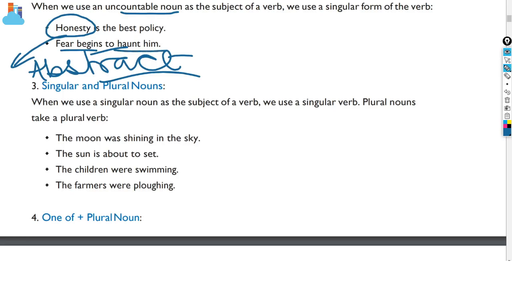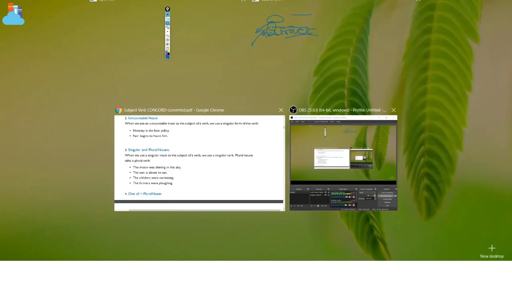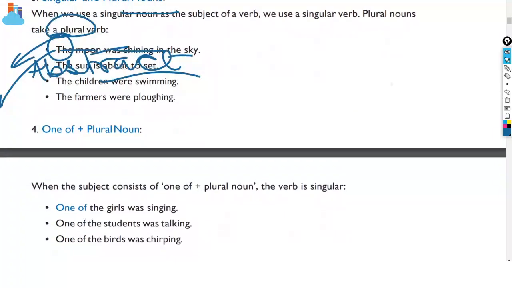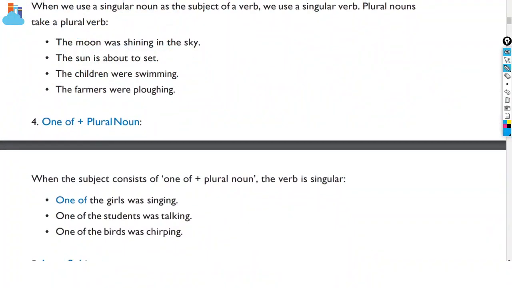Therefore, when you use an uncountable noun as the subject of the verb, we use a singular form of the verb. Therefore, this fear also is uncountable. It is an abstract form of the noun. Therefore, what follows? So, we use the singular form of the verb. Let us see the next. Now, we will notice the next one.